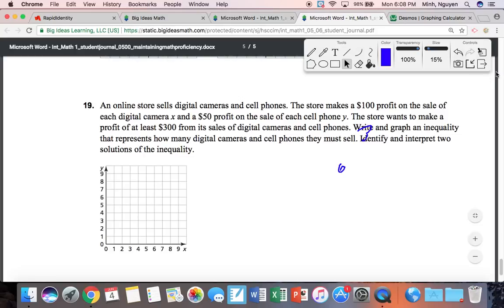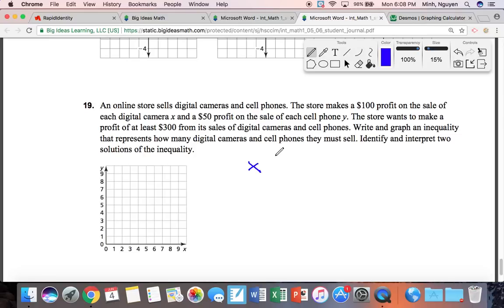Write and graph an inequality that represents how many, let's see, so 100x plus 50y must be, at least means you could hit that number or you could go higher. So 100x plus 50y has to be greater than or equal to 300. So here and here. And let's see here, write and graph an inequality. So I'm going to graph this. It says at least 300.